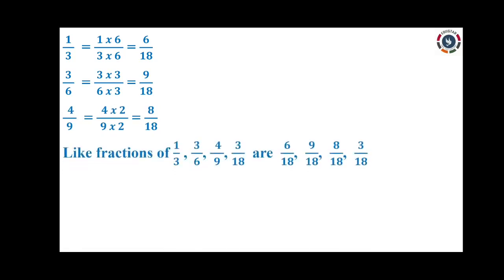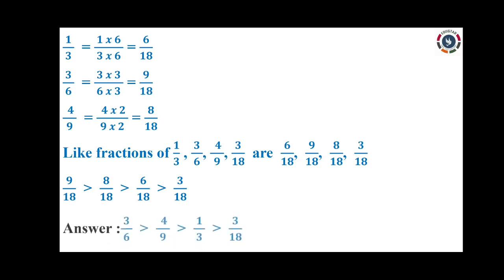The like fractions of 1 by 3, 3 by 6, 4 by 9 and 3 by 18 are 6 by 18, 9 by 18, 8 by 18, 3 by 18. Now using these like fractions, we can write descending order. 9 by 18 greater than 8 by 18 greater than 6 by 18 greater than 3 by 18. The denominators are same. So we have to compare the numerators.